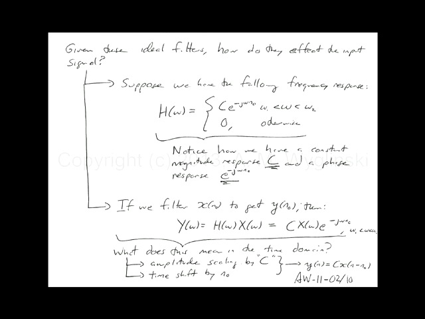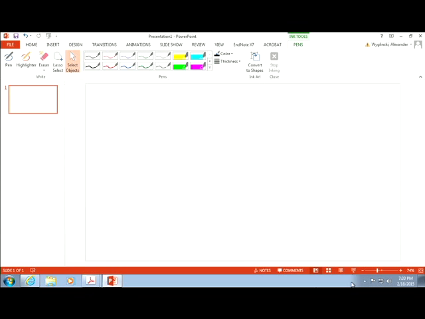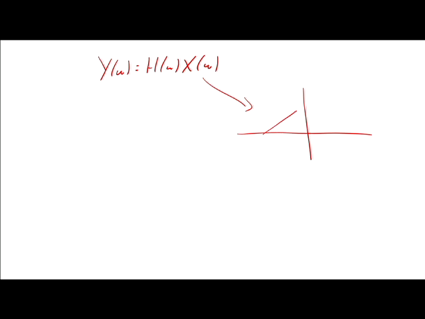Everything else is zero. So remember, let's go back. Remember this guy? What this guy does is the following. Suppose he looks like this, and suppose he goes from minus omega 2 to omega 2. And suppose there's some bad stuff introduced. Let's say there's this guy here, and this guy here. I don't want that. So what do I do?